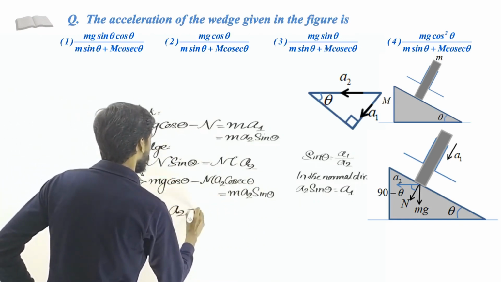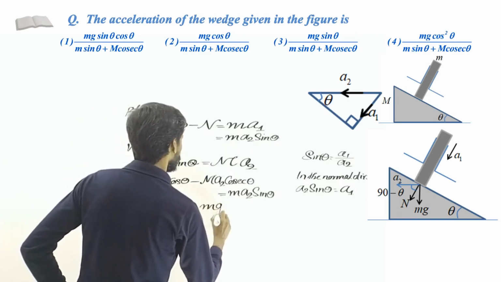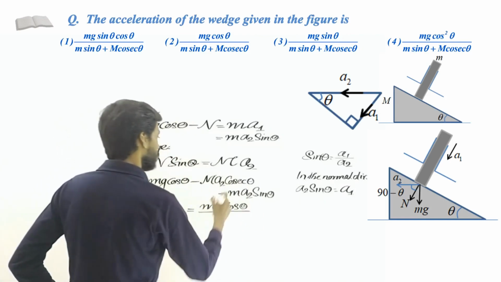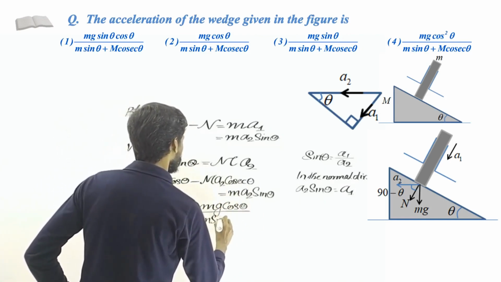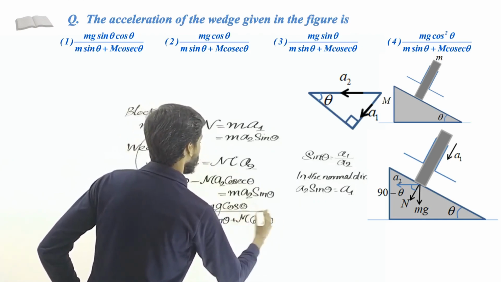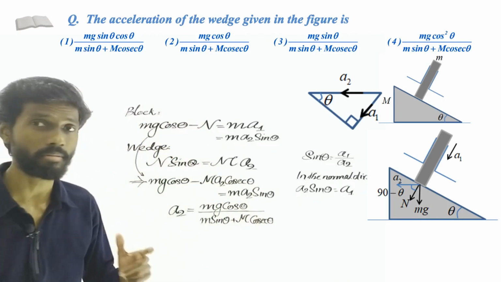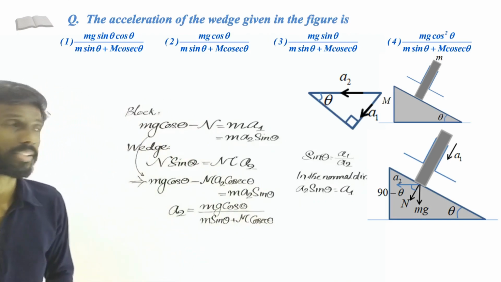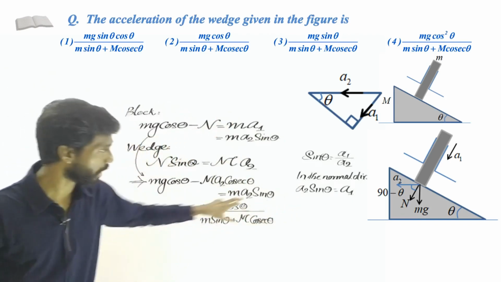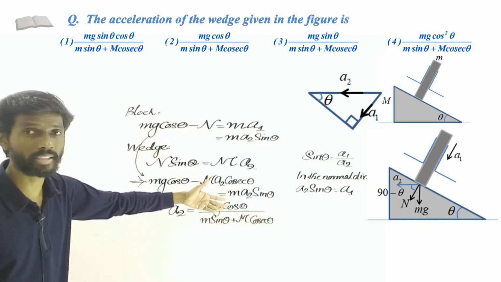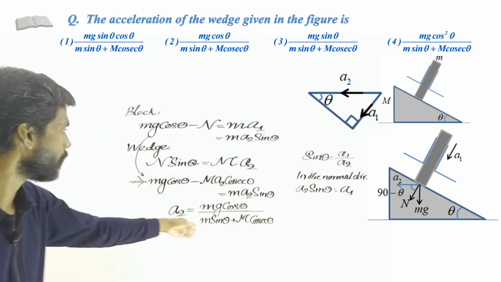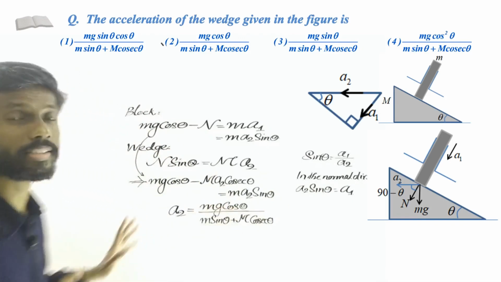So our required A2 equals mg cos theta divided by m sin theta plus capital M cosecant theta. So that's all. This is the acceleration of the wedge. Suppose you want to find the acceleration of that block, you can substitute. We got the relation, so A2 is known. If you substitute A2 here, we'll get the value of A1 also, just multiply by sin theta. But we just need the acceleration of the wedge, so that is mg cos theta divided by m sin theta plus M cosec theta. So that is the answer.